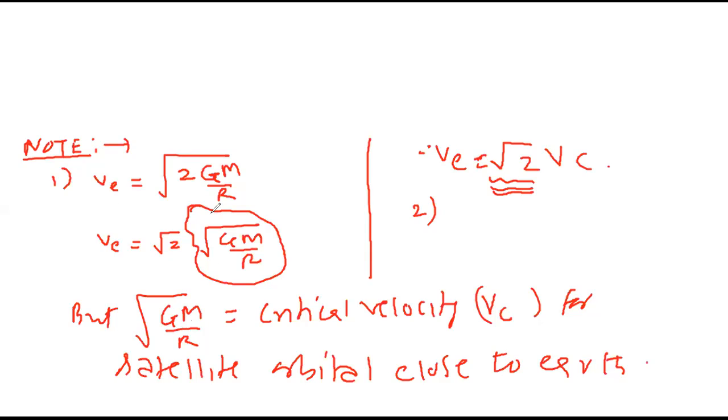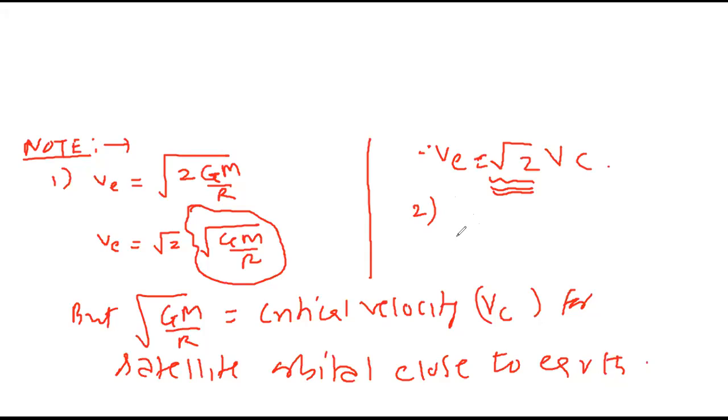See, I just now split this root 2 as root 2 GM by R. This whole quantity is called critical velocity. But sir, it is not small r, it is capital R. So it is critical velocity for satellite orbiting close to Earth. So I said sometimes they can ask in exam, escape velocity is dash times critical velocity. So remember it is root 2 times.